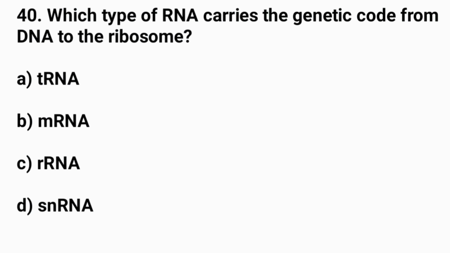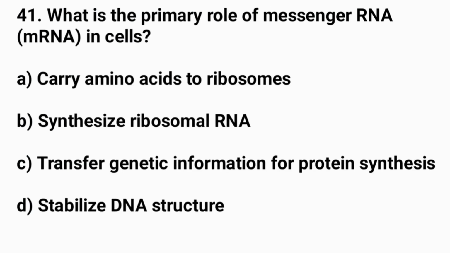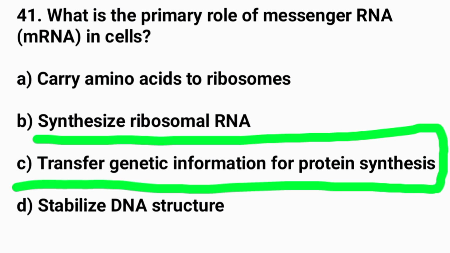Question number 40. Which type of RNA carries the genetic code from DNA to the ribosome? The right answer is option B. mRNA. Question number 41. What is the primary role of messenger RNA in cells? The right answer is option C. Transfer genetic information for protein synthesis.